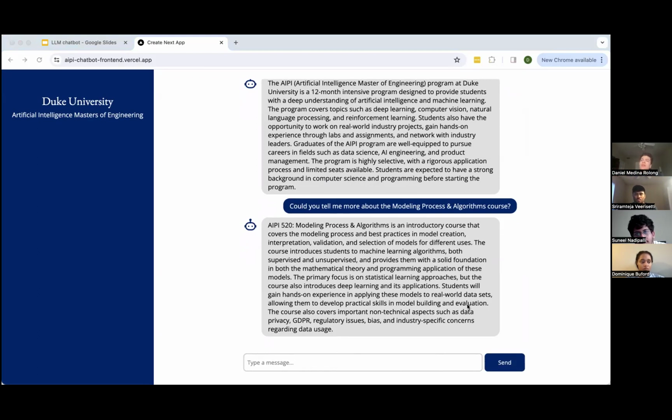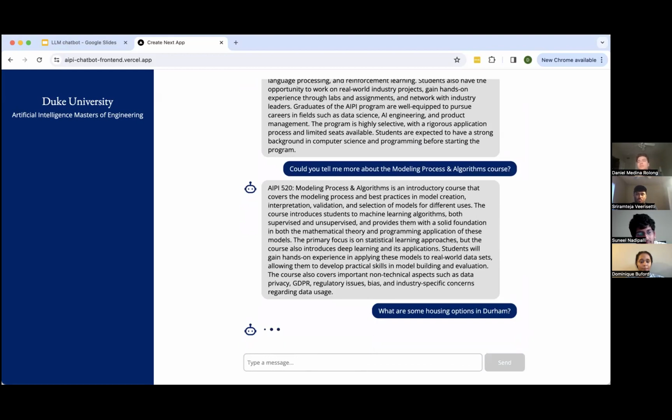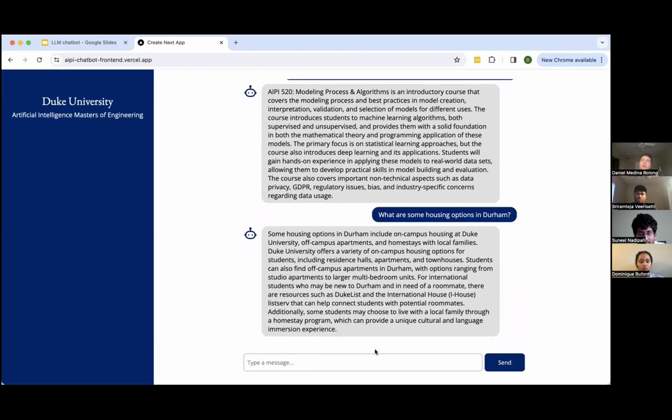I want to try maybe something a little bit more different. So maybe a student is curious about housing options in Durham. So let's see how it does there. I think currently the thing that it spends the most time on is just model inference. So we think that maybe if we ran this on more GPU capability, it would be a little bit faster. But here we have it. It's a pretty good answer, and it mentions some specific resources like Duke List and International House to help students find roommates. So it's overall a pretty good response as well.